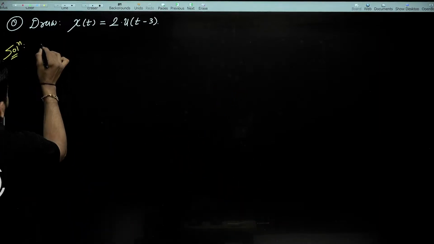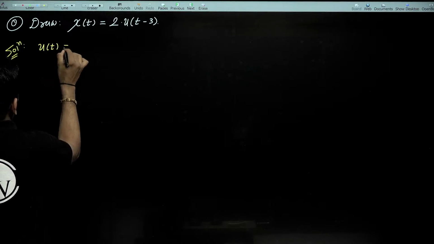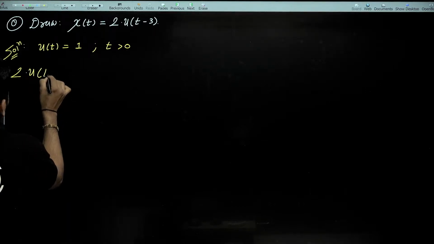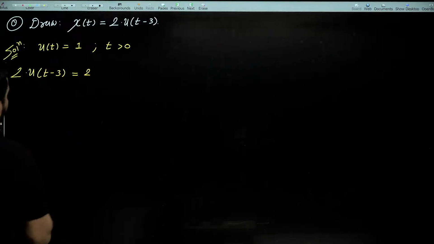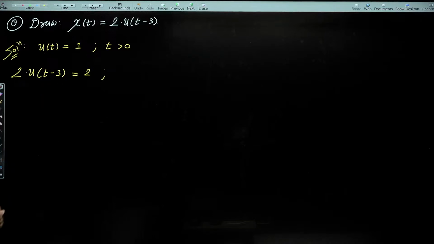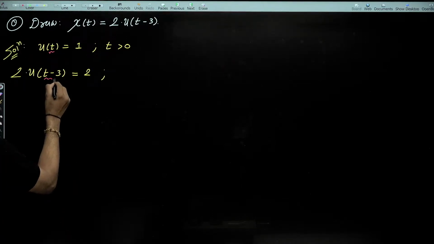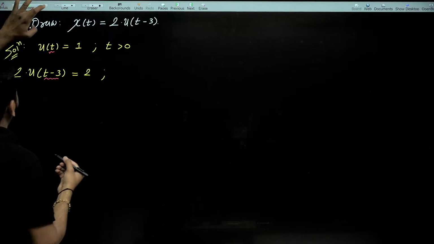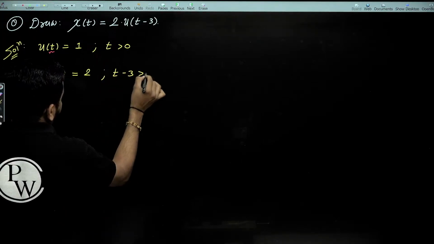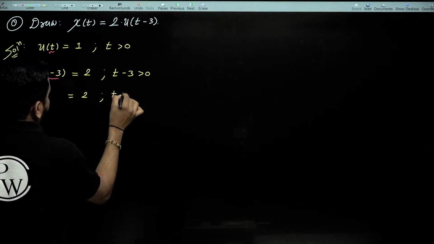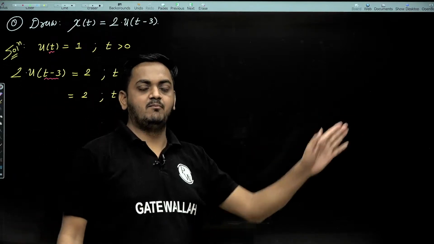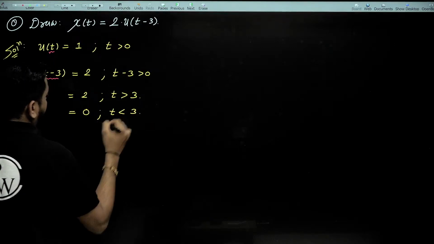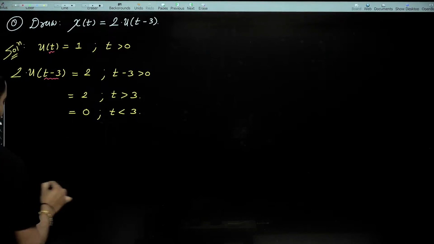So here, u of t is equal to 1 for t greater than 0. Now here it is 2 into u of t minus 3. So amplitude is now 2, guys. You are replacing t with t minus 3, and right hand side also everywhere you have to replace t with t minus 3. So now we can say this will start from t equal to 3, and amplitude will be 2 for t greater than 3, guys. So amplitude is 0 for t less than 3. Now you will get discontinuity at t equal to 3, guys.